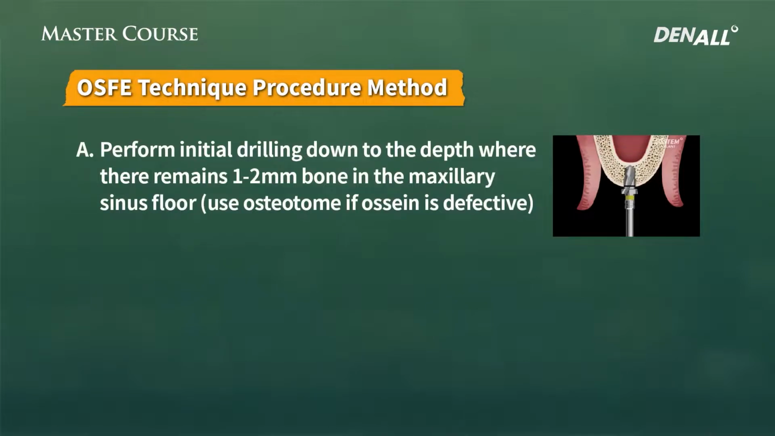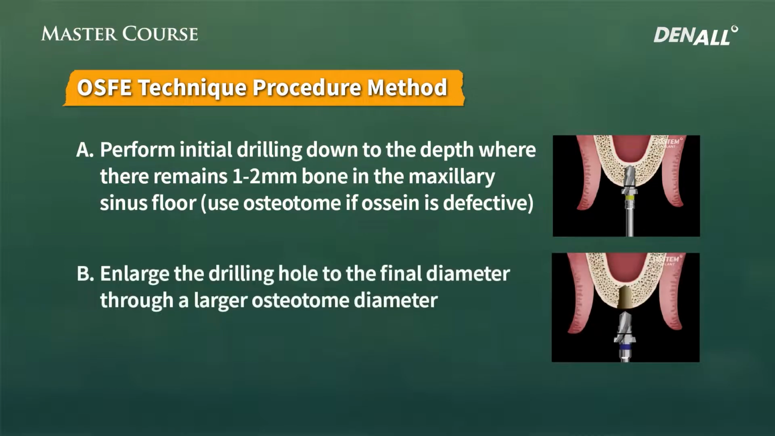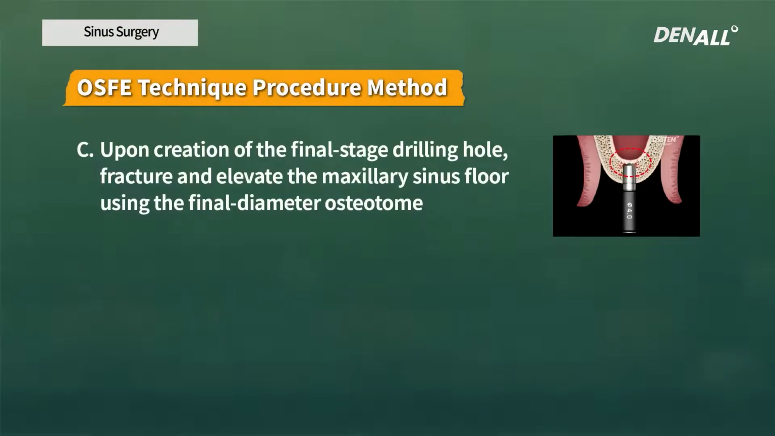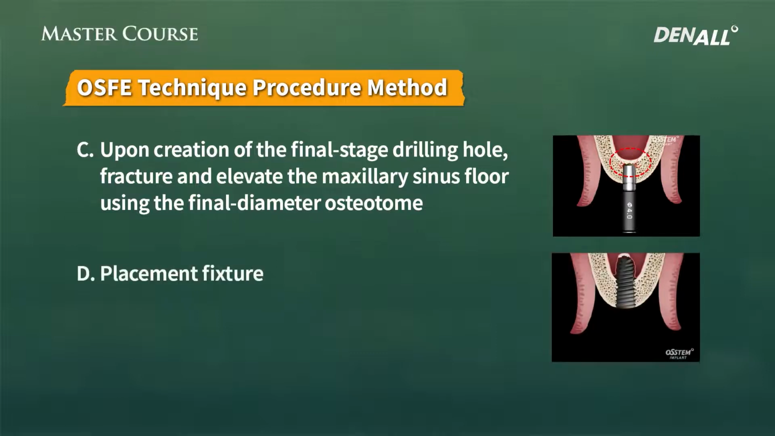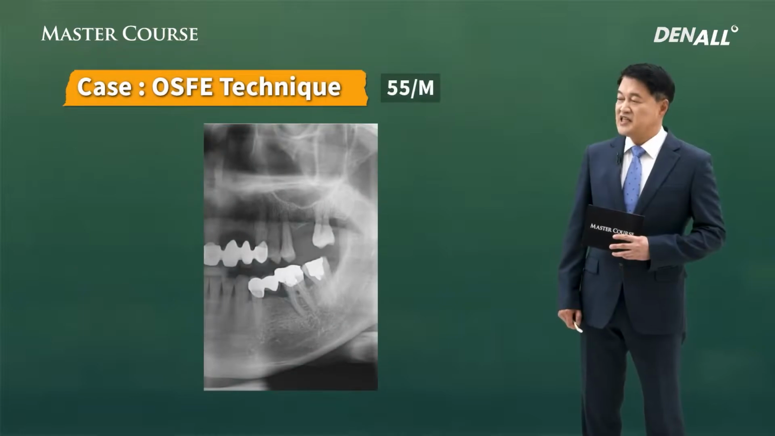As you can see, perform initial drilling down to the depths where there remains 1 to 2 millimeter bone in the maxillary sinus floor, and enlarge the drilling hole to the final diameter through a larger osteotome diameter. Upon creation of the final stage drilling hole, fracture and elevate the maxillary sinus floor using the final diameter osteotome, and then place the fixture. Without bone graft, sinus lift is done this way.